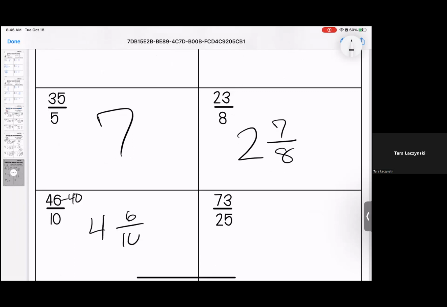That leaves us with 6 over 10. And then for this one, we can pull out 2 wholes, 25, 50. When we do 73, take away 50. That leaves us with 23 over 25.